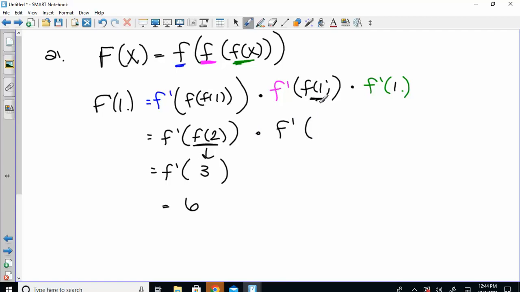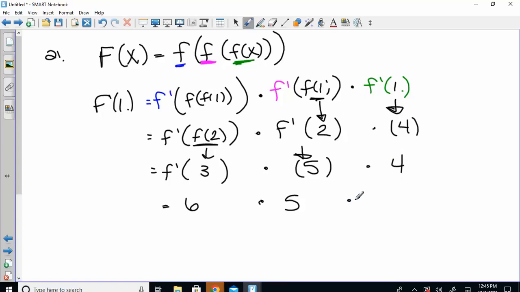Times. This one is f prime of f of 1, which is 2. Then I have f prime of 2, which is 5. f prime of 1 is 4. So I end up with 6 times 5 times 4, or 120.